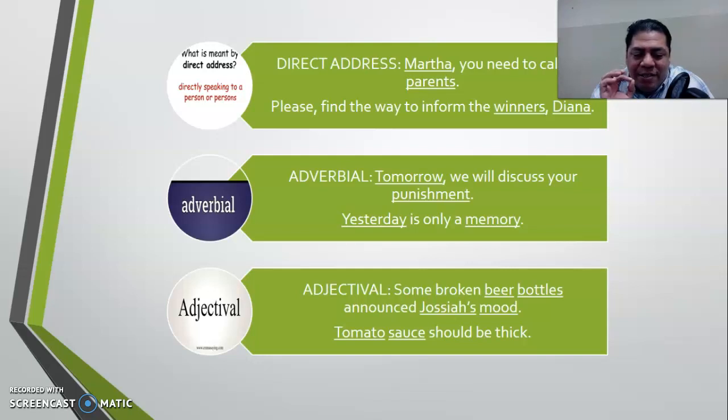And I repeat something that I have told you more than once in these videos. First, let's identify the nouns. And after we have identified the nouns, then we should assign roles. Not at the same time, not before, after. Why am I saying this? Because this is a common mistake. Some people say, in the first example of the adjectival, some broken beer bottles announced Josiah's mood, broken. Some people underline broken, because it's modifying bottles. It is definitely modifying bottles. But broken is not a noun.